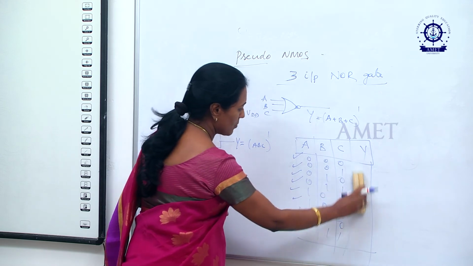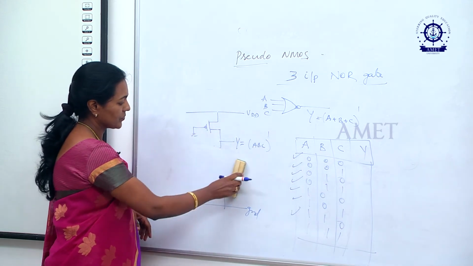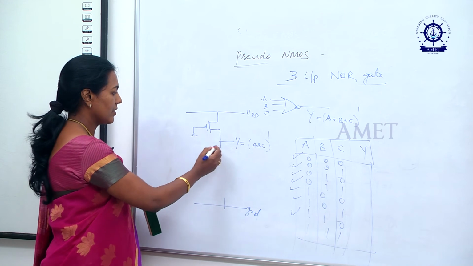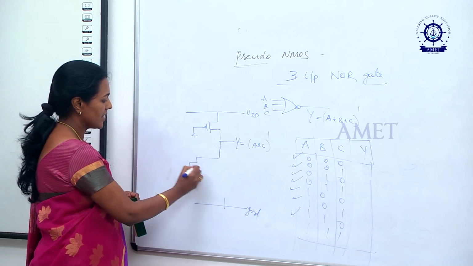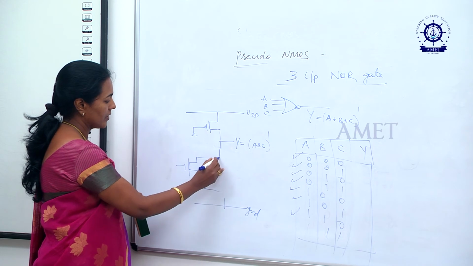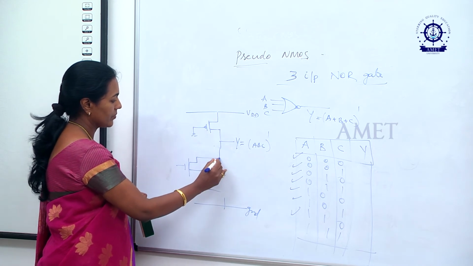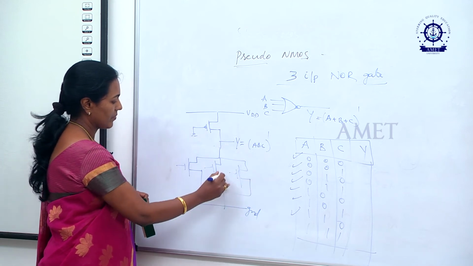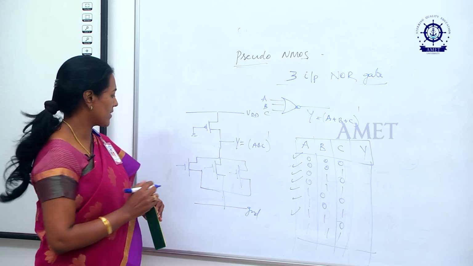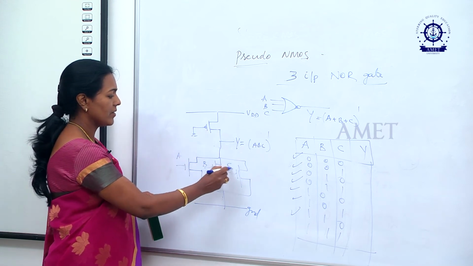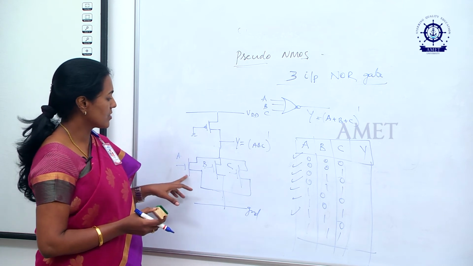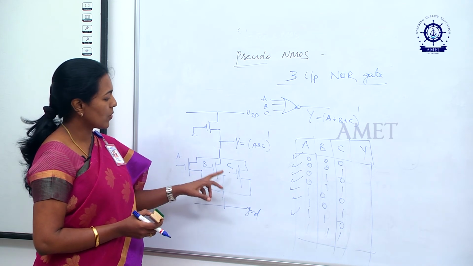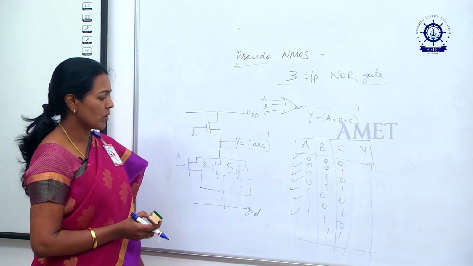You can have the same truth table, and here the transistors A, B, C are connected in parallel. So, let us draw the transistor. This is A, then another one is B, third one is C. So, all the 3 transistors are connected in parallel. So, A, B, C, you can give the inputs, that may be either 0 0 0 or 0 0 1 or 0 1 0, 0 1 1, 1 0 0, 1 0 1, 1 1 0 or 1 1 1.